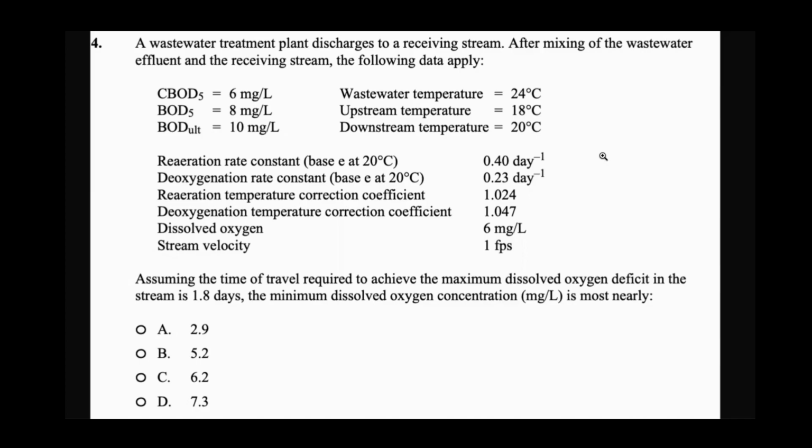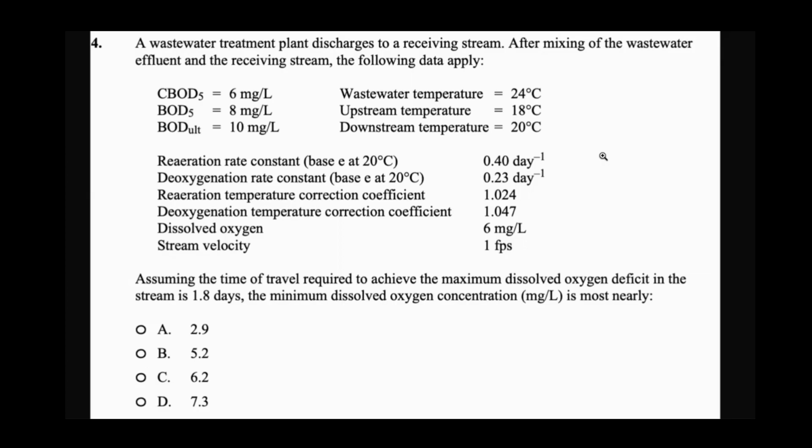This problem asks that a wastewater treatment plant discharges to a receiving stream. After mixing of the wastewater effluent and the receiving stream, the following data applies. We have 6 mg per liter of CBOD, we have 8 mg per liter of BOD5, and 10 mg per liter of BOD ultimate. We have a wastewater temp of 24 degrees, an upstream temp of 18 degrees, and a downstream temp of 20 degrees.